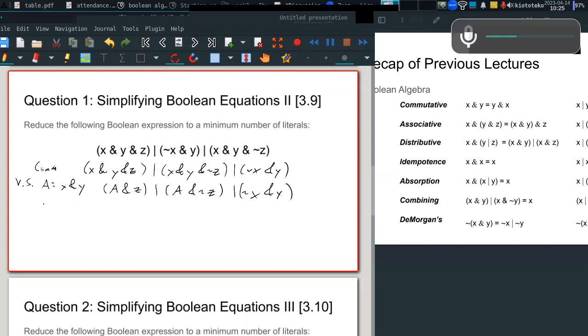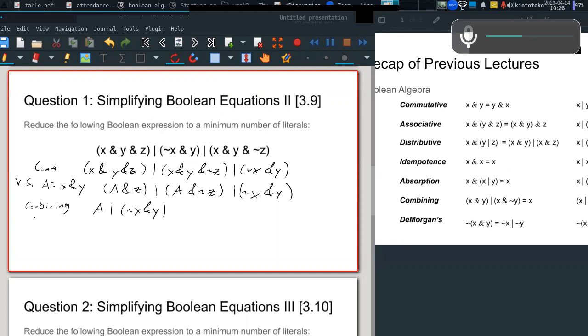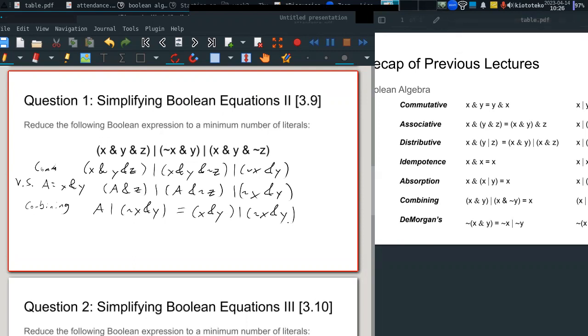And therefore, if we apply combining again, we'll get something like this. A or X and Y. And if we remove the substitution, this is equal to X and Y or X and Y. Can we reduce it even more? Which property should we apply? Combining, yeah.